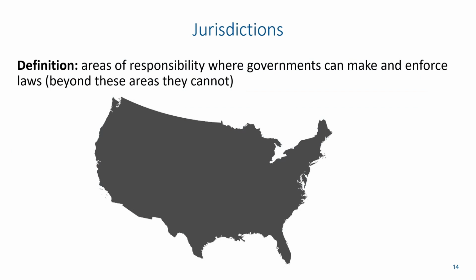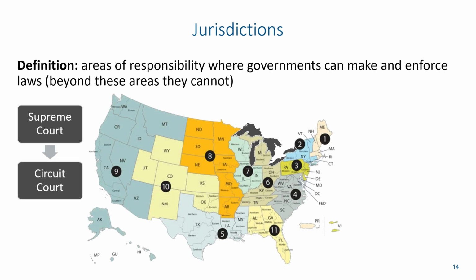As you consider law, you need to consider the various jurisdictions that reside within the United States. Jurisdictions are areas of responsibility where the government can make and enforce laws. First, we need to consider the Supreme Court, which is the final arbiter of U.S. federal law and reviews cases that involve conflicts between appellate court precedents or important constitutional issues. After the Supreme Court, we have the Circuit Court, which includes 13 different circuits. They do not conduct trials, rather they review district court decisions. So the 13 courts are listed here.